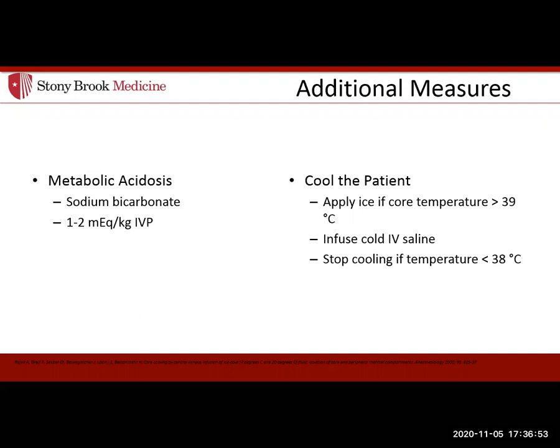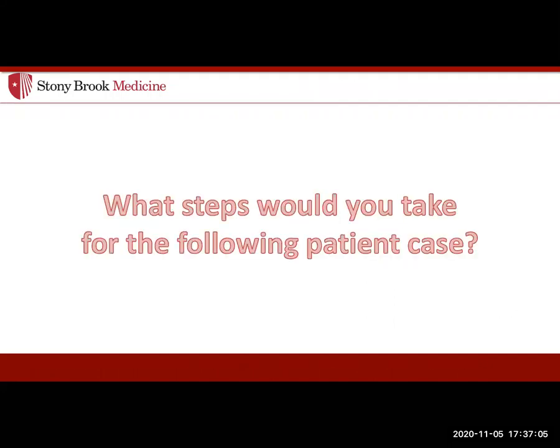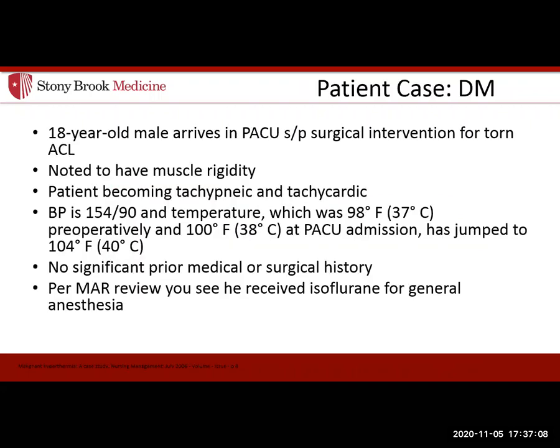So now that we've gone over the background of MH, since it is such a complicated syndrome, I just wanted to briefly go over a patient case and see the steps that you would take for the following patient. We have a patient, DM, who is an 18-year-old male that arrives in the PACU status post-surgical intervention for a torn ACL. He's noted to have muscle rigidity, as well as becoming tachypneic and tachycardic. His blood pressure is 154/90, and his temperature, which was 37 degrees Celsius pre-op and 30 degrees Celsius at PACU admission, has now jumped to 40 degrees Celsius, or 104 degrees Fahrenheit.